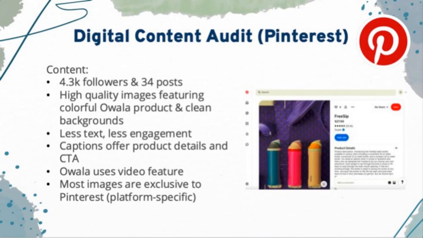They also examined what the content actually looked like. And Owala relied heavily on high quality product photography, the colorful products, and relatively clean backgrounds. So there's a pattern, okay, in their posts. The captions also provided the product information and often included a call to action. So CTA, that's call to action, which makes sense because Pinterest can help users to move from product discovery toward a brand or shopping destination.